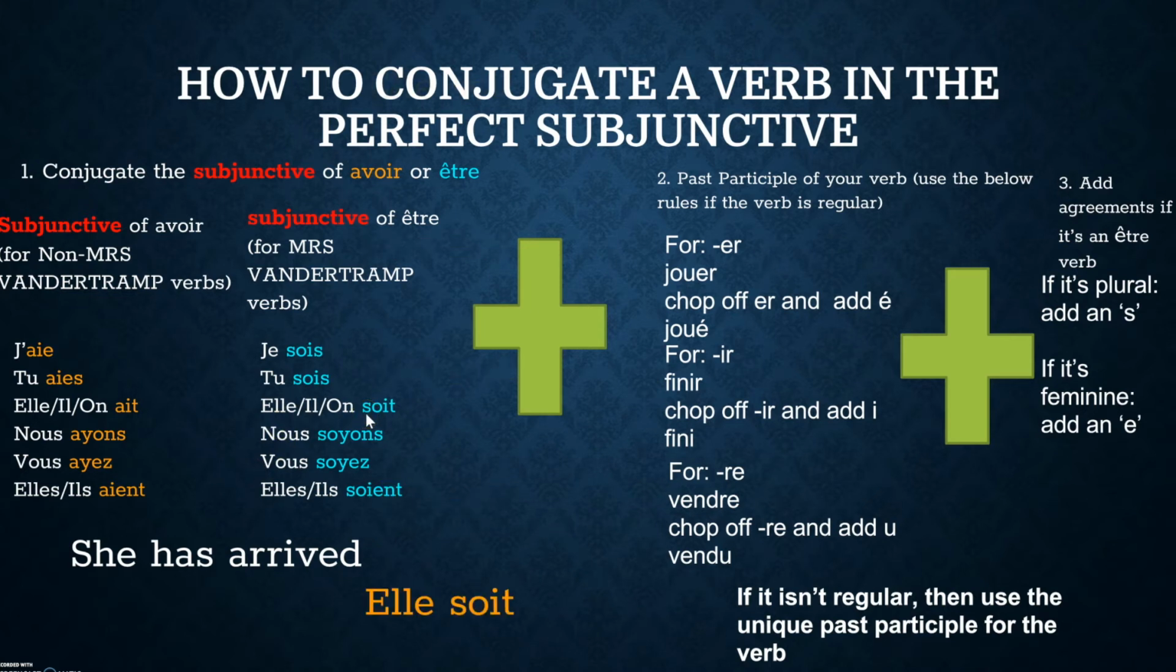The second half of our conjugation, we're going to have to form the past participle of arriver. Arriver is fortunately a regular verb, so we can use these regular past participle conjugation rules. Arriver is an ER verb, so we chop off the ER and we add an é with an accent. And then you also have to add the e because arriver is a Mrs. Vandertramp verb, it's an être verb, and the pronoun is feminine, so you have to add an e as well.